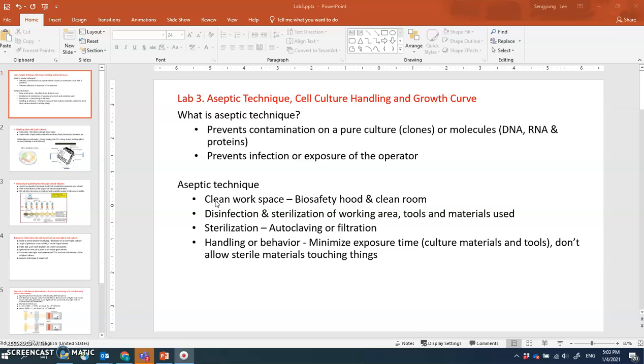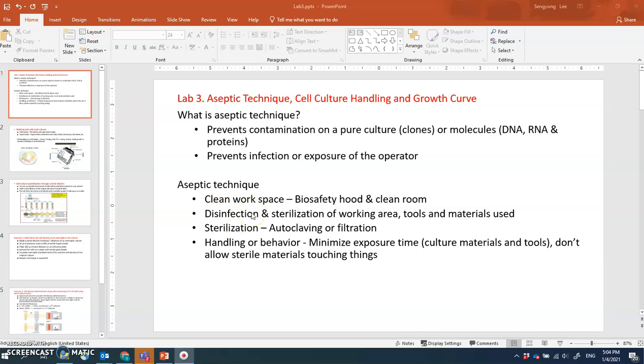So what workspace should you use? Mostly a clean room environment. We don't have a clean room in the lab, but instead we have a biosafety hood that will generate a very clean environment, clean workspace. And the workspace should also be disinfected or sterilized. Sterilized is not possible, but disinfection should take place.